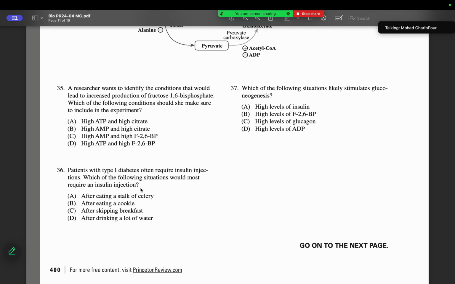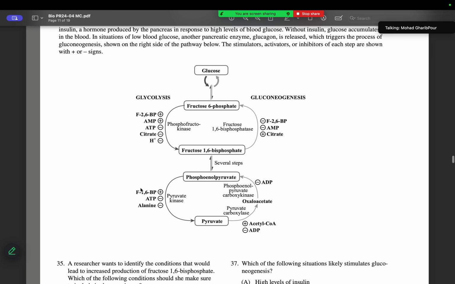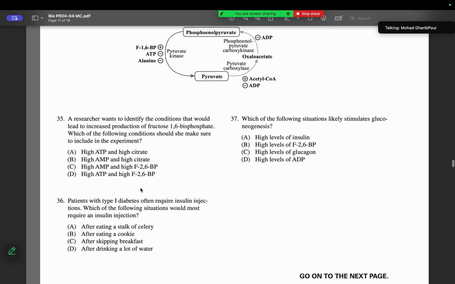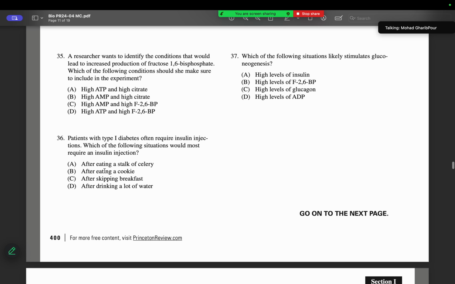Because if you have lots of sugar but no insulin in your body, then your tissues cannot uptake glucose. So then you're going to end up with very high levels of glucose in your bloodstream that you can't get rid of, and that's quite dangerous. So you just compare the sugar levels. Okay? So celery, not much sugar in that one. Cookie, lots of sugar. So put a pin in B.